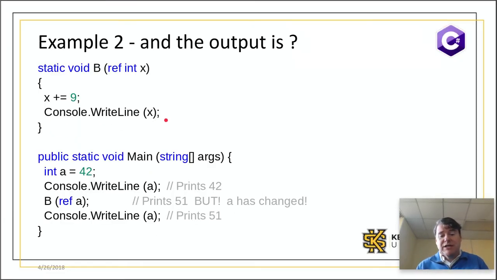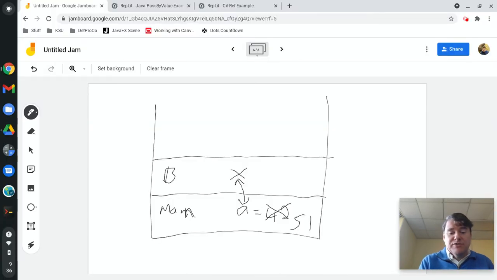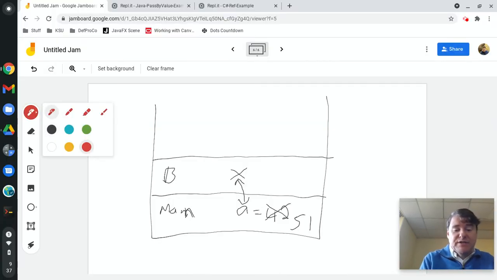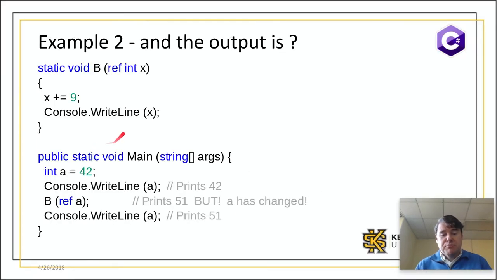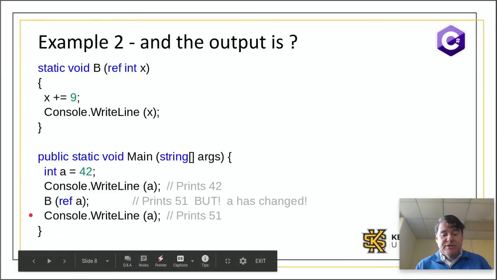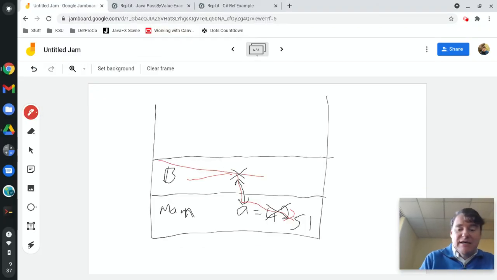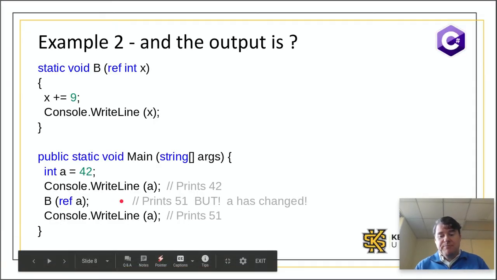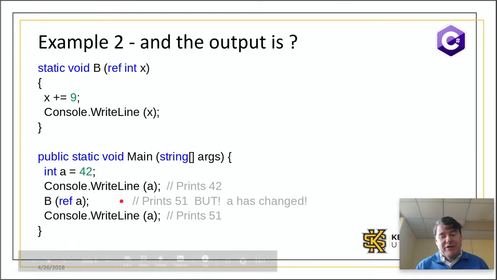We console.WriteLine x. Well, it looks at what x is, and we can see that x is 51. So it's going to print out 51, and then the kicker is when I come back down here, because they were connected, so the method ended, this went away, but now when I print out a, I also get 51 because it's actually changed. This is an example of passing by reference instead of passing by value.